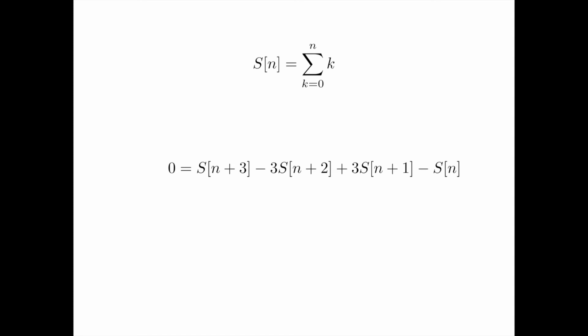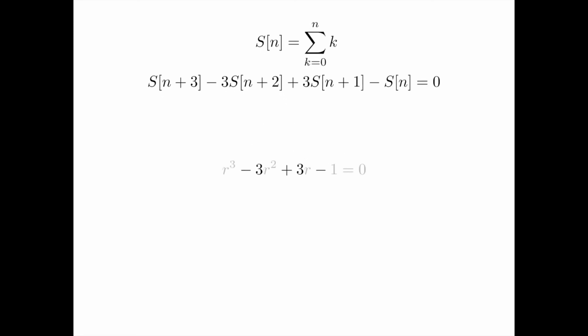To do so, we can write the characteristic polynomial and solve for its roots. So r cubed minus 3r squared plus 3r minus 1 is equal to 0, and so this factors out into (r minus 1) cubed, so r is of course 1, or 1, or 1. If you couldn't tell, this is somewhat of a problem. We won't have 3 distinct solutions to form our fundamental set just by using the roots, but don't worry.